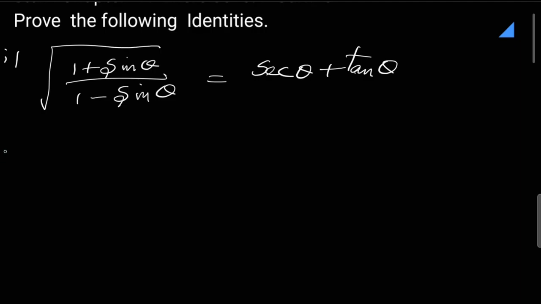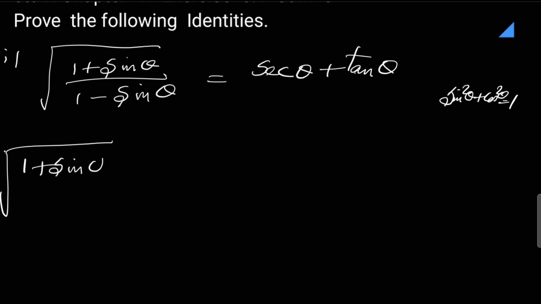You take the left side terms. Before doing the sums, we are going to use this identity: sine squared theta plus cos squared theta is equal to 1. So, left side term: 1 plus sine theta by 1 minus sine theta. You just extend the square root. It's a fraction term.